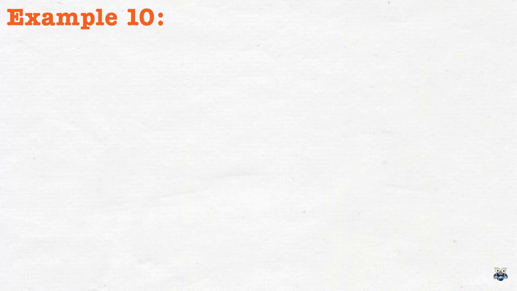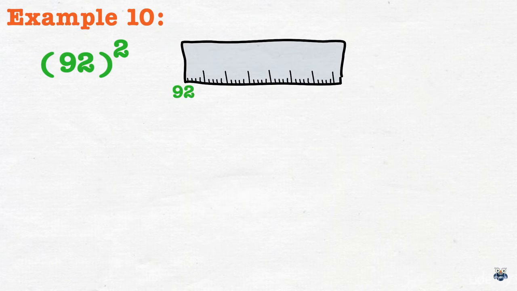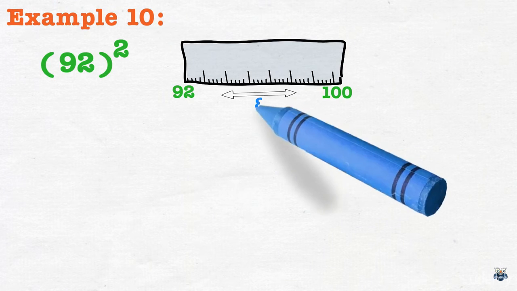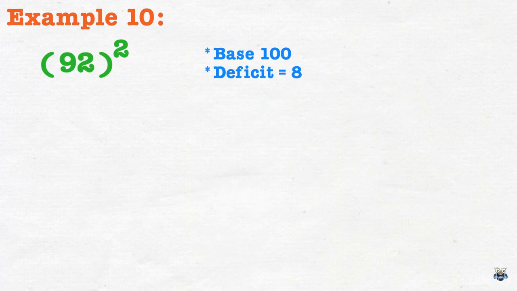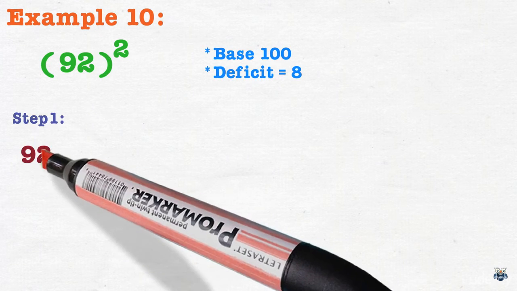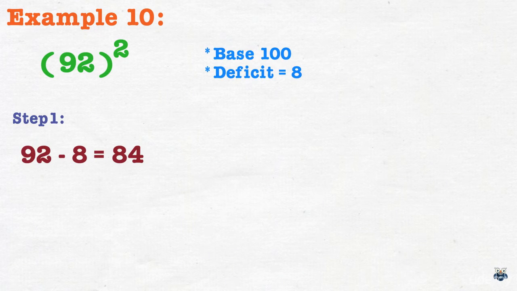Let's try another example to reinforce the concept. What is 92 squared? We first find our base. 92 is close to 100, so our base is 100. We then find the deficit. 92 is 8 less than 100, so our deficit is 8. Since 92 is less than our base, we reduce it further by the deficit. So 92 minus 8 is 84.